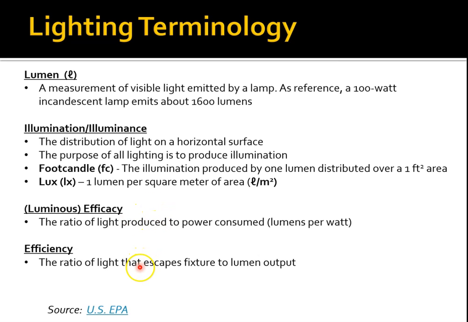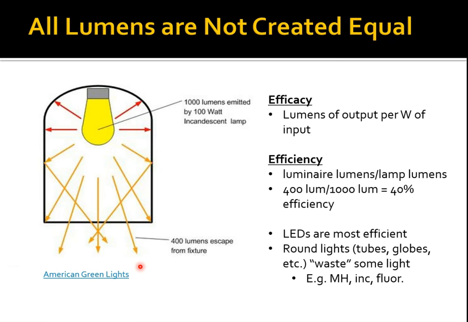The efficiency is the property of the fixture, or the luminaire. The efficiency is the ratio of light that escapes the luminaire compared to the total lumens emitted by the lamp, or lamps, in that luminaire. The problem with these fixtures is that for most lamps, really everything but an LED, like an incandescent, a fluorescent tube, metal halide, all of these lamps emit light in all directions, right? That way, that way, that way.